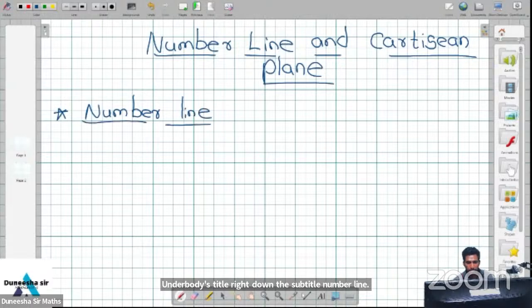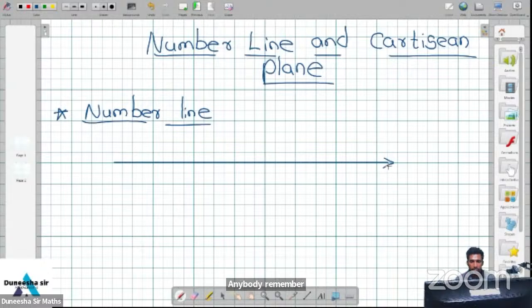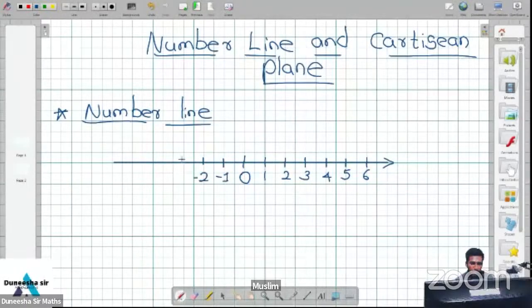Can you remember what is the number line? There is an arrow in the right side of the middle of it. What is it? It's 0. Then right side of the 0, what are the numbers? 1, 2, 3, 4, 5, 6. Likewise. Then what are the left side of the 0? -1, -2, -3, -4, -5, -6. Likewise. Okay. Can you draw the number line?